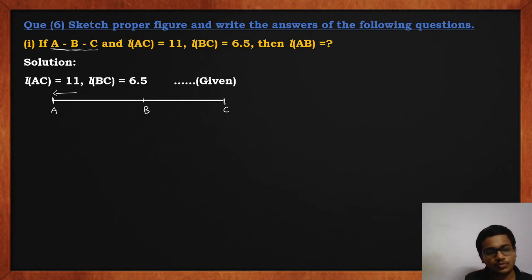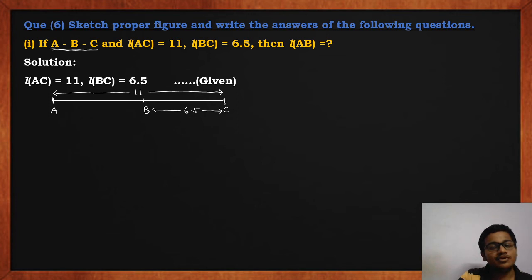So what you all will do? You all will mark this entire thing equal to 11. Like this, using a pencil. And length BC equals 6.5. So this particular part you all mark it as 6.5. This is your properly sketched figure. This contains marks in this question.